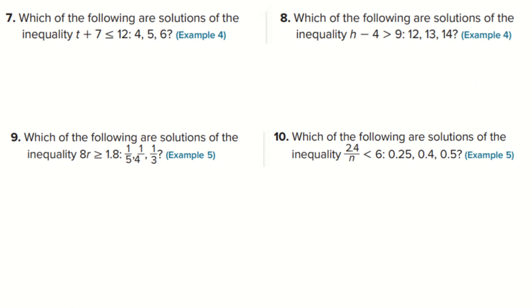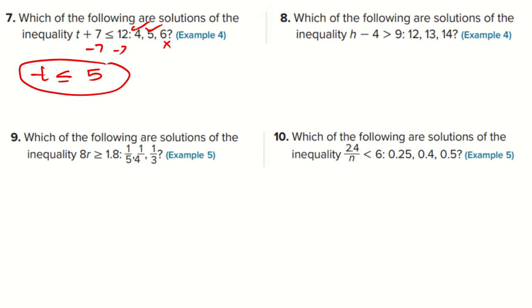Now, which of the inequalities is the solution? Okay, see, inequality means you will solve it like the equation only. But let's talk about this. Minus 7 both sides. So t is smaller than or equal to 12 minus 7, that means 5. So what numbers are smaller than or equal to 5? 4 and 5, because 6 is bigger, so it will not be the answer.